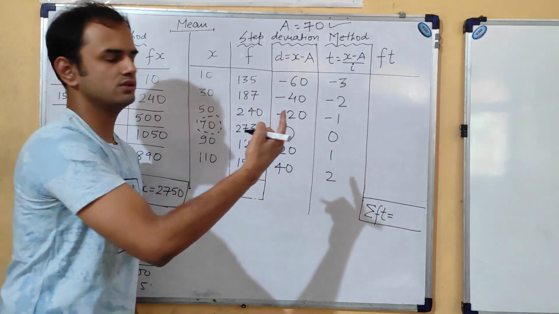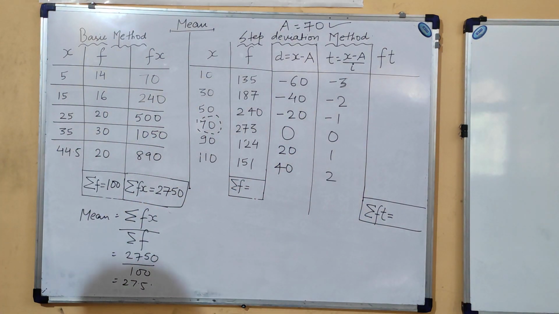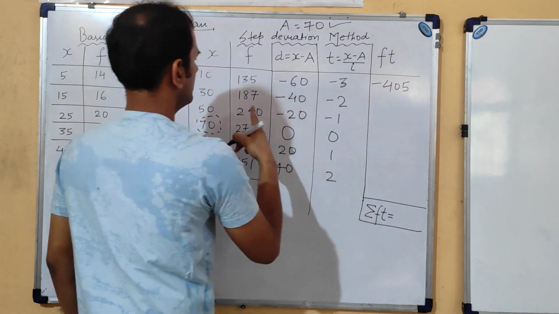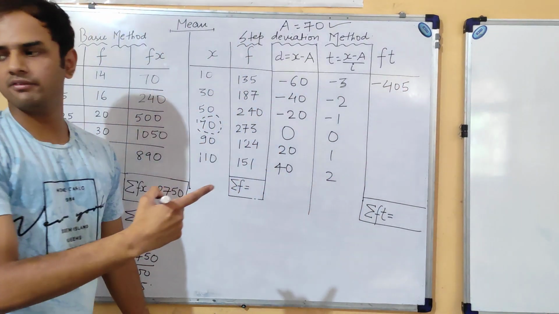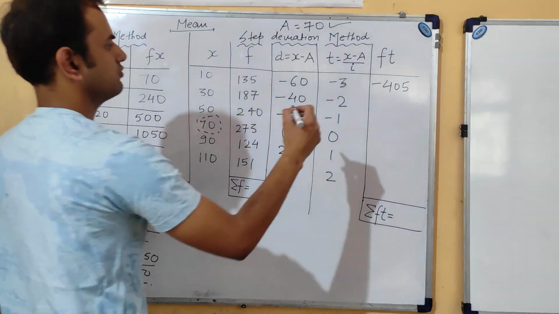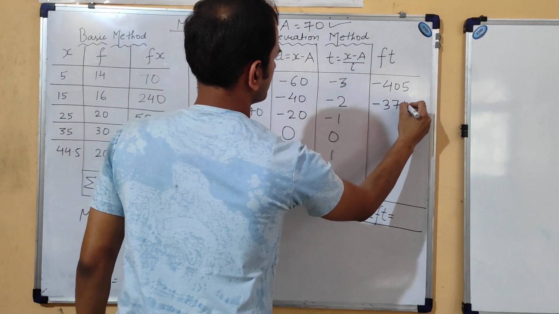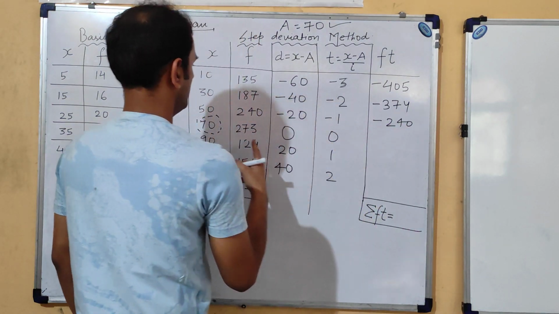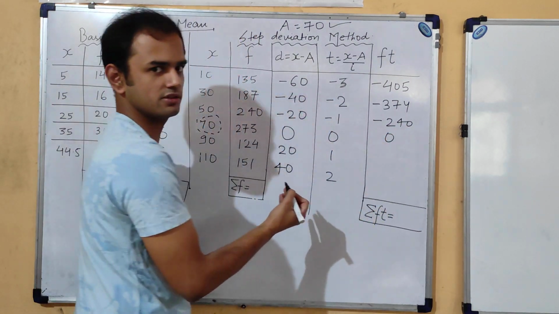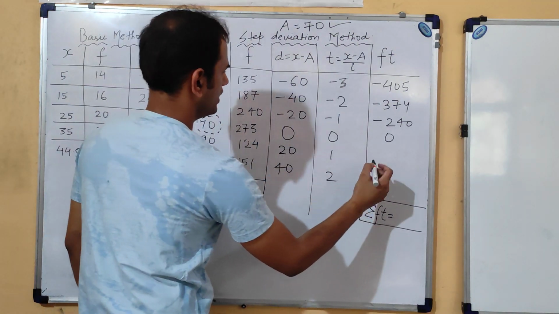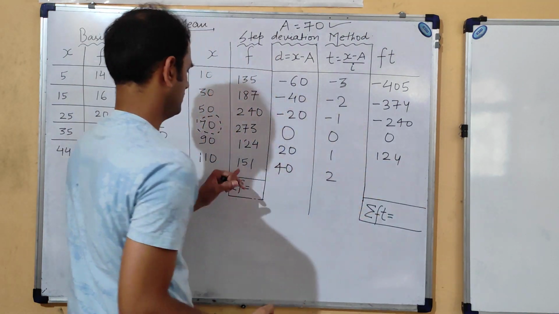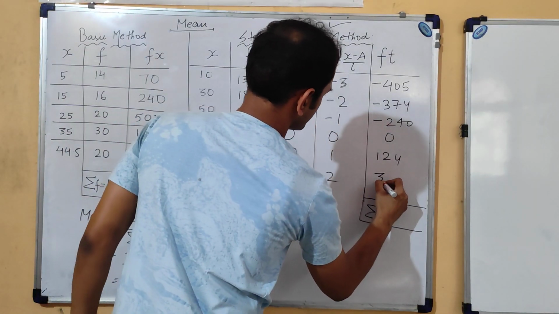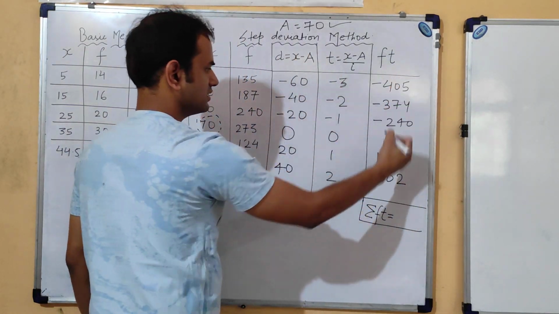135 into minus 3, so it will give you how much? Minus 405. Just to save some time, I will write it. 187 into minus 2 will give you minus 374. Right? 240 into minus 1 is minus 240. 273 into 0 is 0. 144 into 1 will give you 144 and 151 into 2 will give you 302, right? So now we have completed this table.